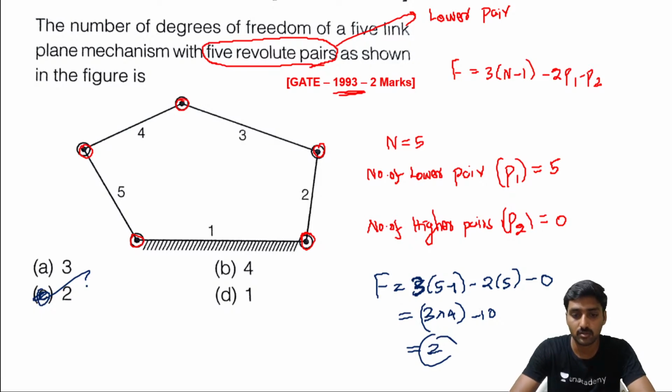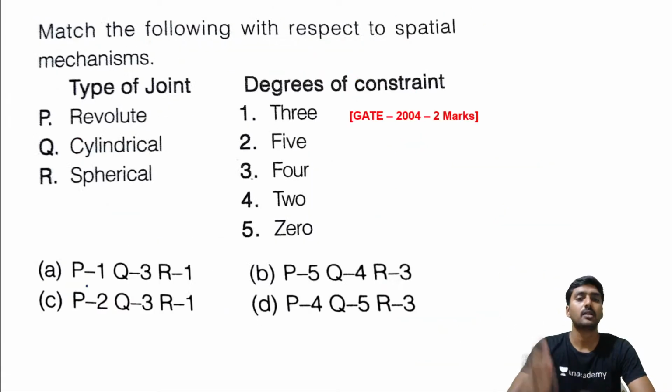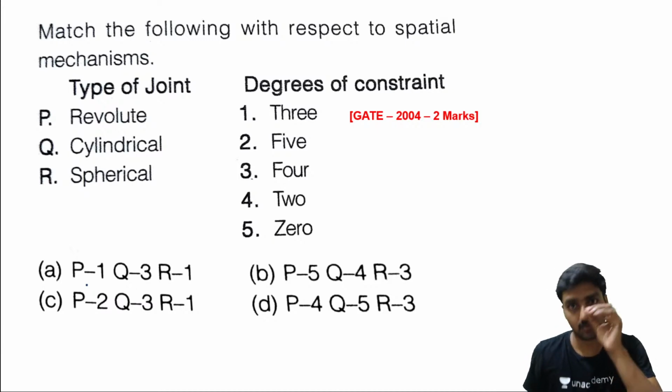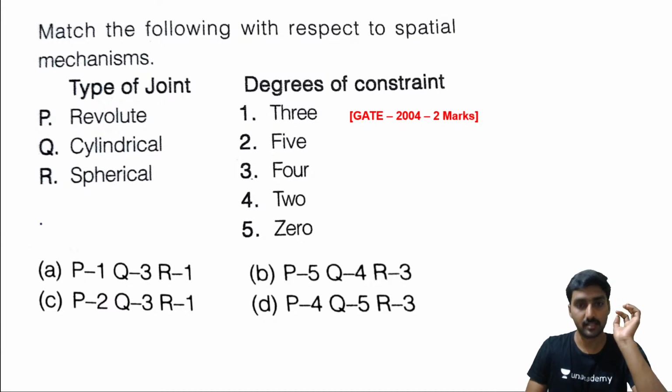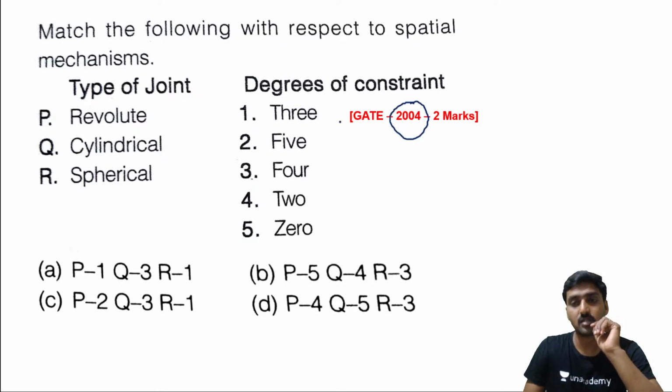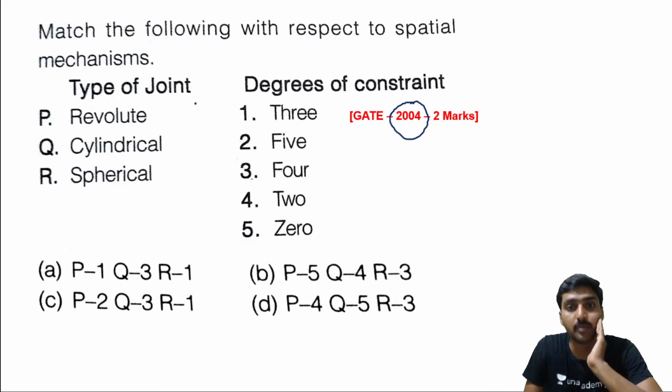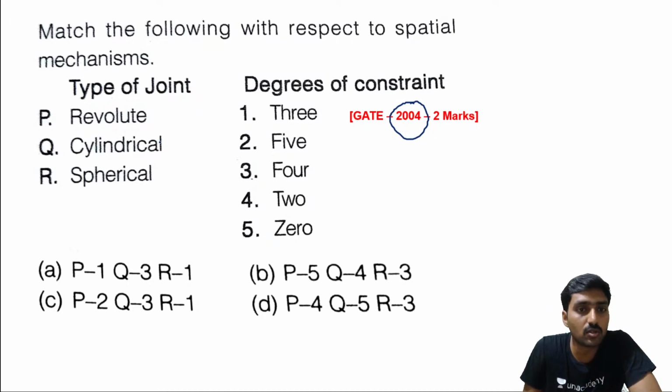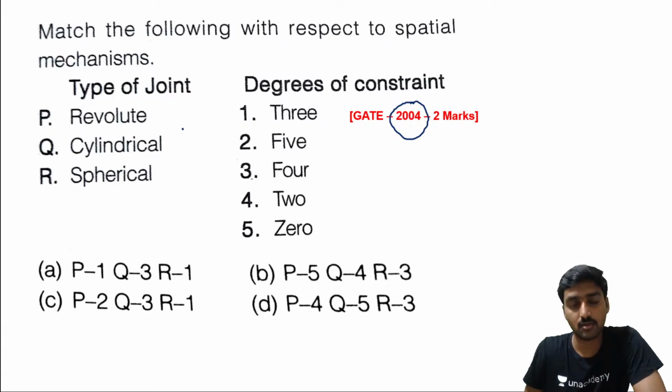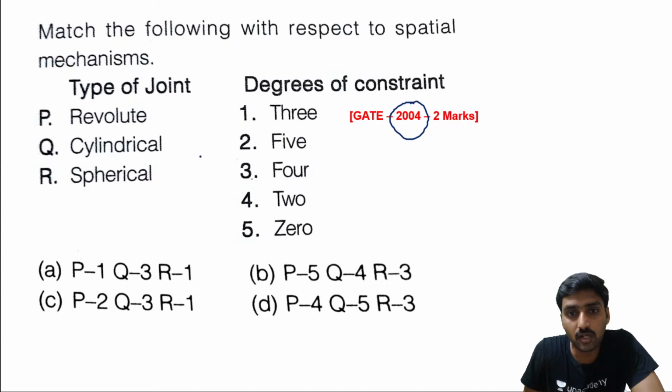Okay, next one. We are moving to the next. Now match the following with respect to the spatial mechanisms. Here it's a 2004 two-mark question. Match the following: type of joint and degrees of freedom. And what about the revolute joint? How many degrees of freedom are available? Revolute joint, only 1 degree of freedom.